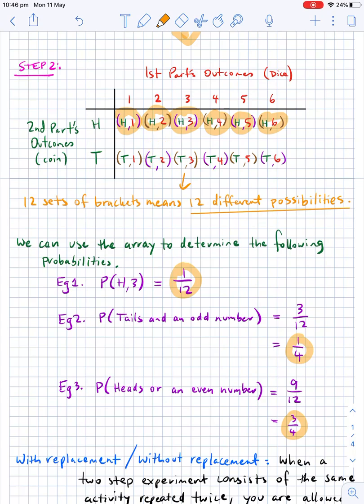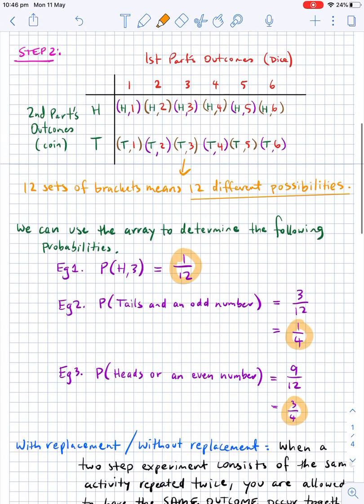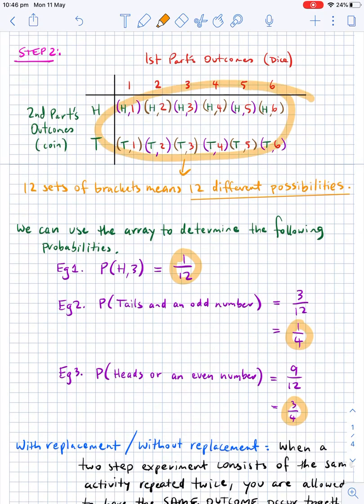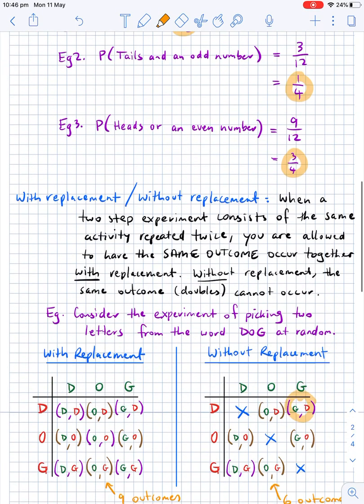So these arrays make these sorts of probability questions very easy to deal with because you just have to look at all the different outcomes. This is like the sample space of our experiment. Okay, so next, the words I need you guys to understand are "with replacement" and "without replacement."